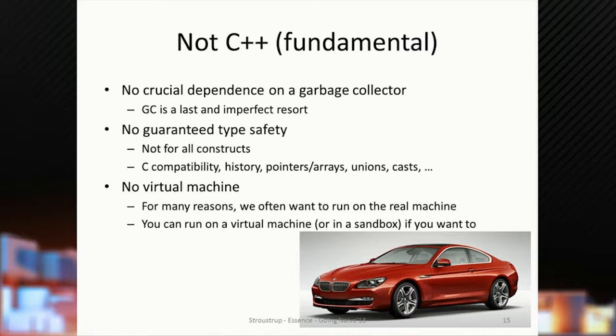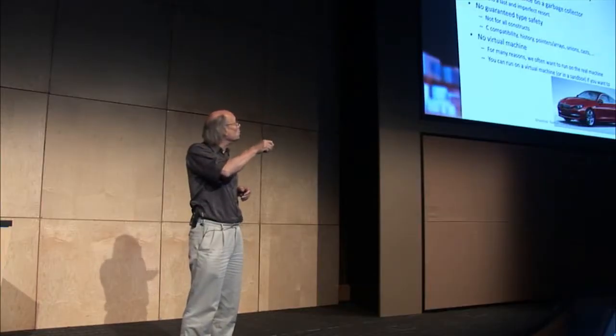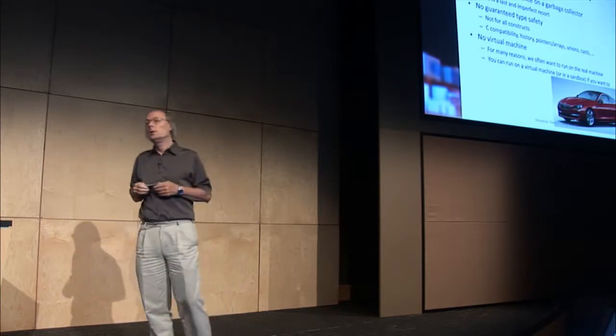So there are some things that are not in C++. As I said, it's not everything. And one of the things that is really quite fundamental in the design of C++, for good and bad, is that there's no crucial dependence on a garbage collector. A garbage collector is a centralized resource, so there's contention for it in a machine. I remember the big old Sun machines, 64 processors, a real beast, and what do you see? 63 of them sit waiting for the garbage collector.